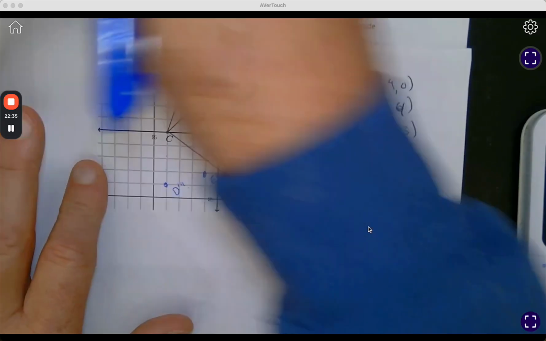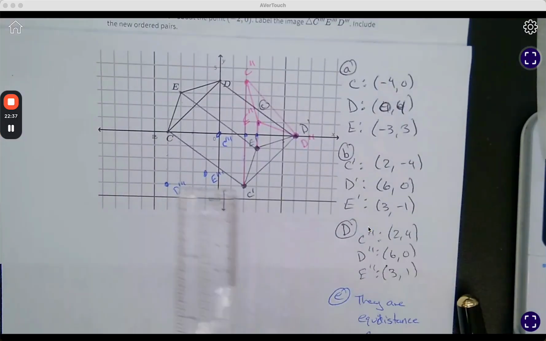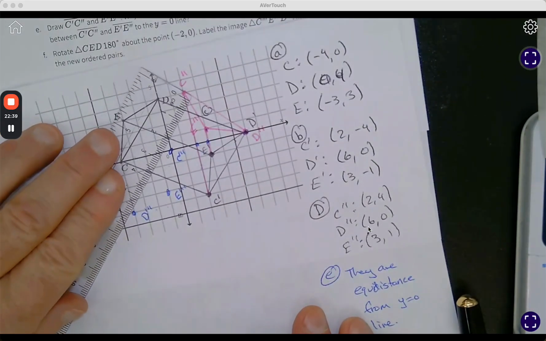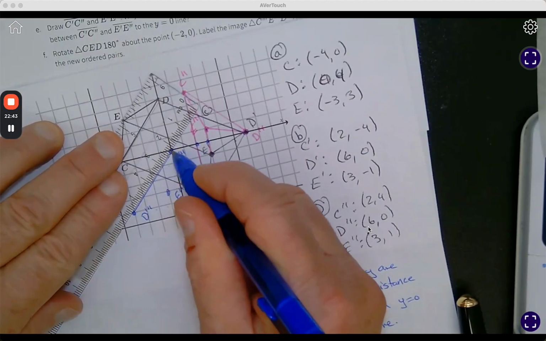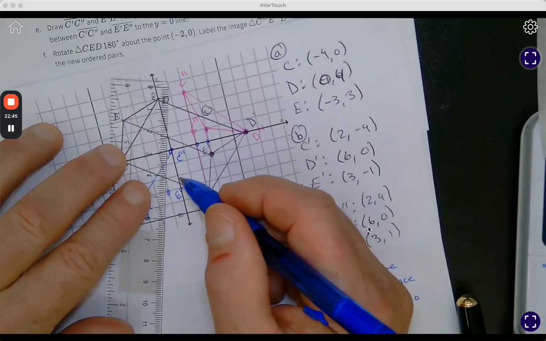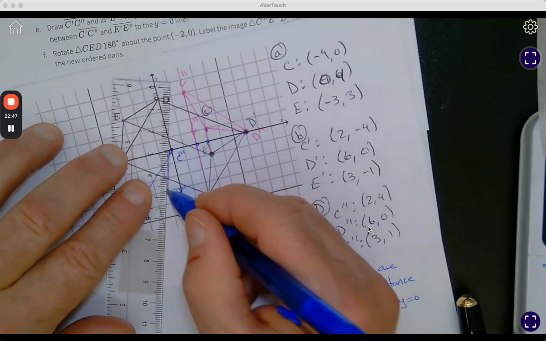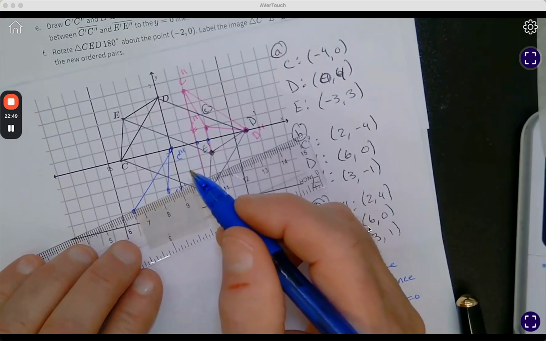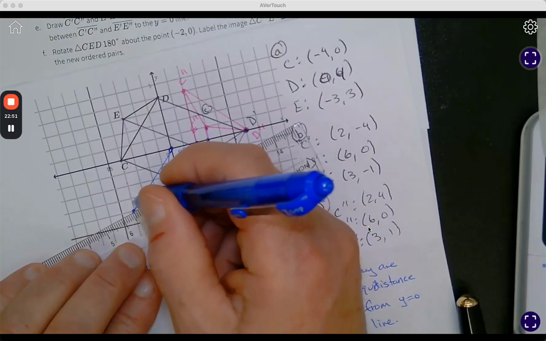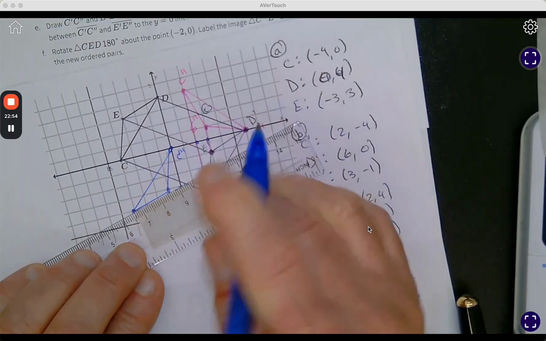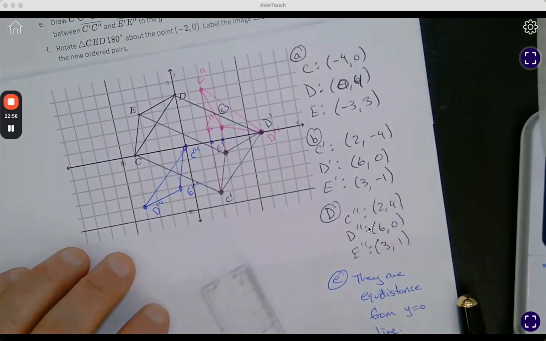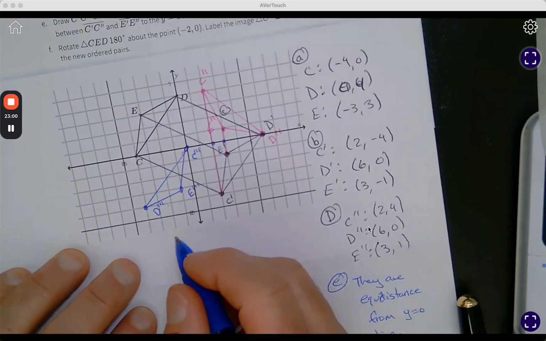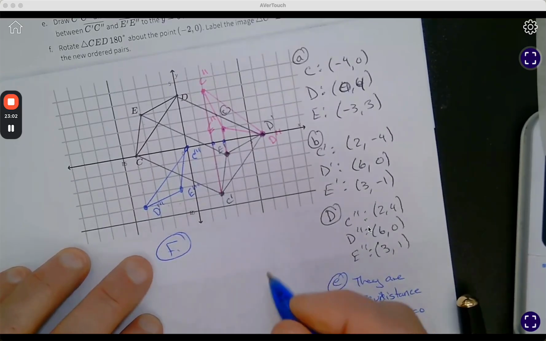All right, let's connect them. Woo! This is getting cumbersome in here. Okay, that wasn't bad though. There's that. Include the new, oh my goodness. All right, let's do the new ordered pairs. This is F. This is the last one.